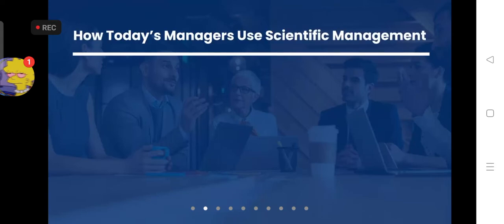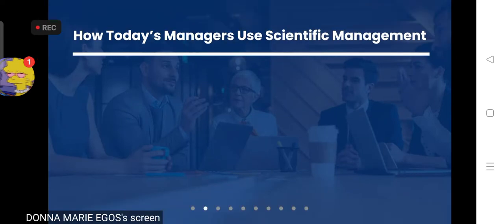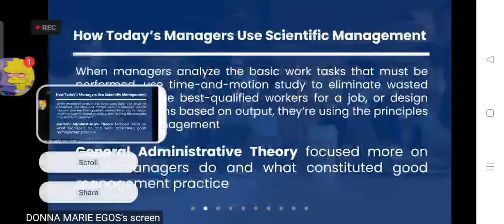So how today's managers use scientific management. When managers analyze the basic work tasks that must be performed, use time and motion study to eliminate wasted motion, hire the best qualified workers for a job, or design incentive systems based on output, they're using the principles of scientific management. So the next theory is the general administrative theory.